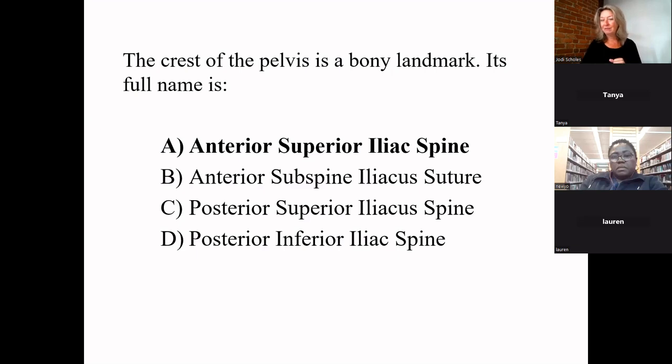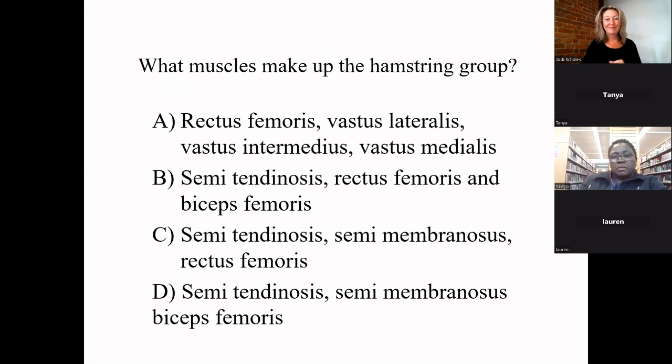Ready for one more? What muscles make up the hamstring group?